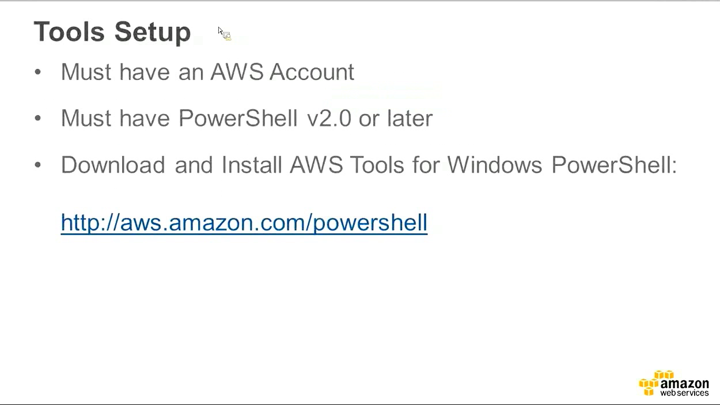So with that, let's talk a little bit about getting your tools set up. Like I said, this is fairly straightforward. Obviously, you need to have an AWS account before you get started. You'll need to have PowerShell version 2 or later installed on the machine where you want to use the tools. Now, you might have noticed there are lots of new PowerShell versions coming out. PowerShell 3 came out, then 4, now 5 is in preview.